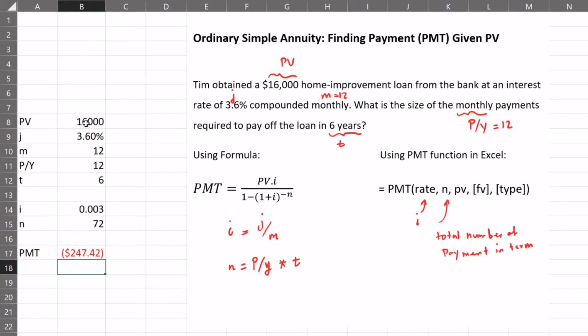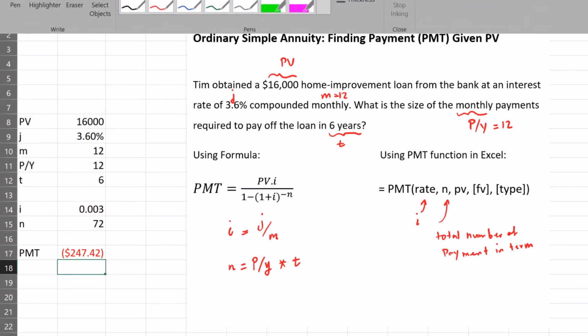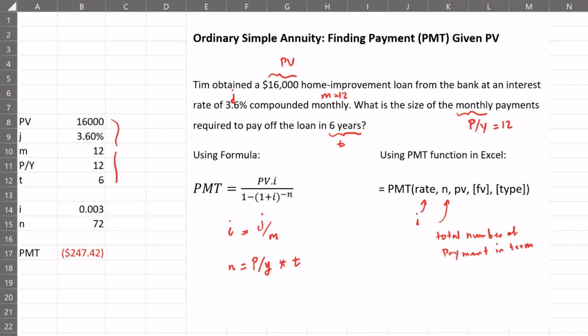And as you can see, the size of payment is $247.42. The reason that 247.42 is in red and in round brackets is an indication that it's a cash outflow. So you could use this sheet for any ordinary simple annuity, even to find PMT, for both cases, whether PV is given or FV is given. This portion contains the input variables that change from one problem to the other. Everything else will be calculated automatically.